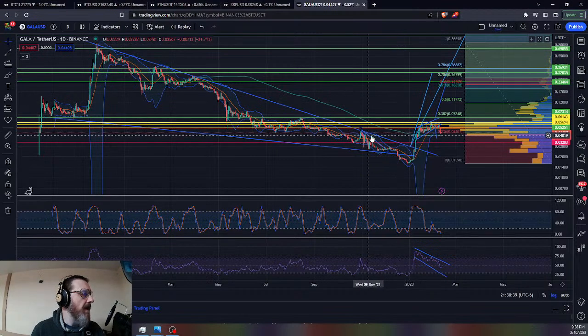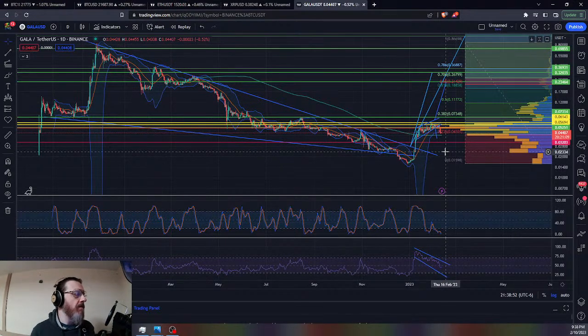find its bottom? And it did fall out of that wedge briefly, created a nice sort of a V shape and bounced right back into that pattern and just blasted above it.